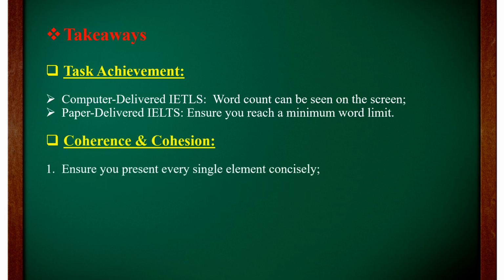Ensure you present every single element concisely. So, avoid using any unclear vocabulary that confuses the reader. Rather, choose other clear, straightforward words to produce an easy-to-follow report. Two. Make sure you are able to reserve a 5-minute double check at the end of your test. To this end, you have to practice writing daily until you are able to finish the task in 15 minutes. This allows you to double check all unintentional mistakes such as spelling, sentence structure, tense, grammar, and punctuation.